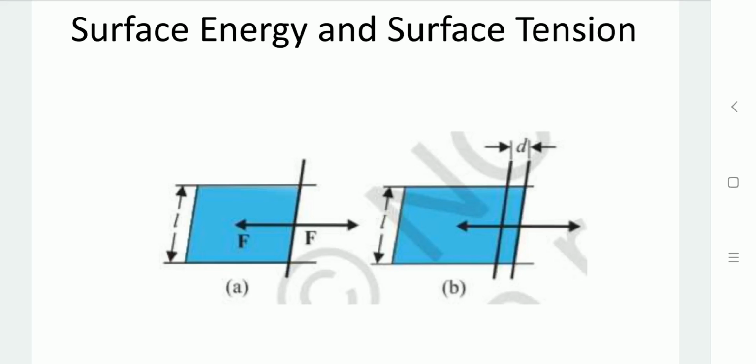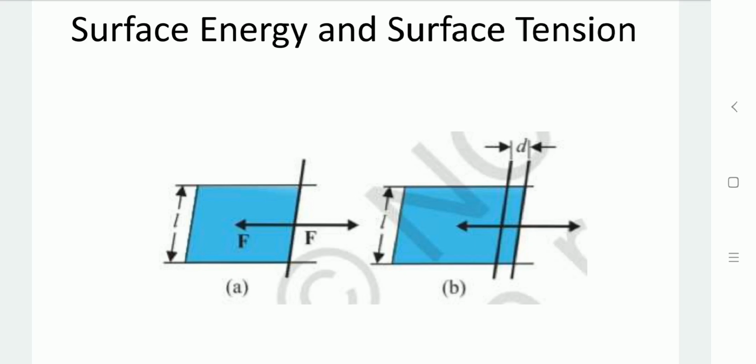If the surface energy of the film is S per unit area, then the extra area is twice d l, since the film has two sides with the liquid in between. So there are two surfaces, and the extra energy, S into twice d l, is equal to the work done F d. So S equals F d by twice d l, or F by twice L.